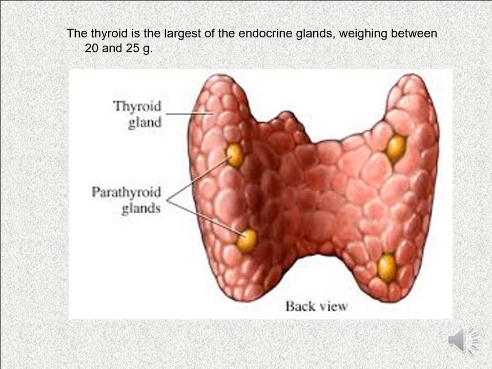The thyroid is the largest of the endocrine glands, weighing between 22 and 25 grams. This is the posterior view, and we can see its concavities that accommodate the trachea. And we have within the thyroid gland 4 glands, 2 pairs of parathyroid glands, that are located within the thyroid gland matter.